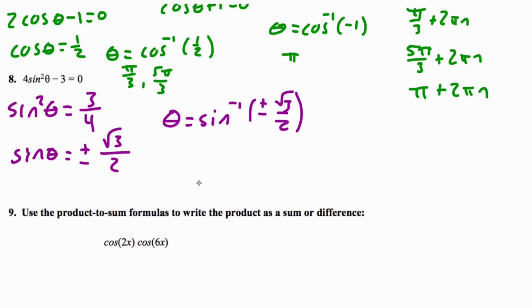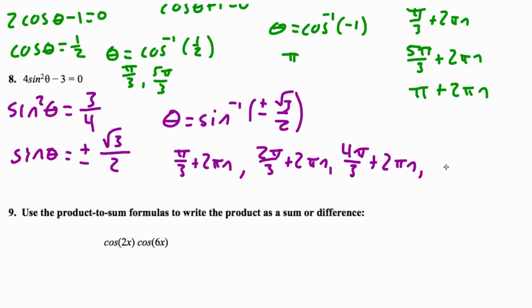One of those happens at the angle pi over 3. And I'm going to add the 2 pi n right away so we don't forget to do that later on. We'll also have 2 pi over 3 plus 2 pi n. We'll have 4 pi over 3 plus 2 pi n. And lastly, we'll have 5 pi over 3 plus 2 pi n.